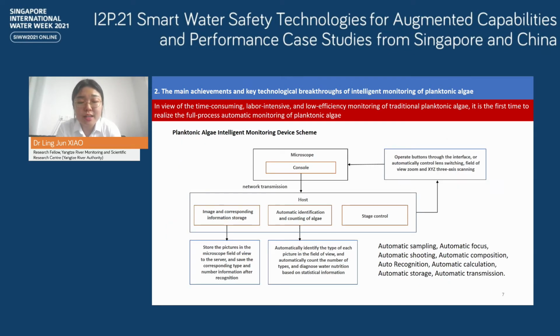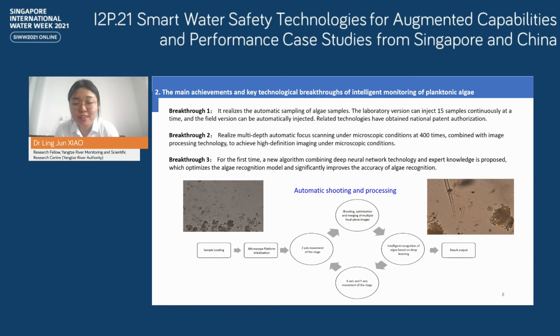Here is the Planktonic Algae Intelligence Monitoring Device scheme. First, operating staff need to place up to 50 samples in sample tubes and press operating buttons through the software interface. Then the instrument starts to process. A sample pump works to drive sample flow via transporting tubes to right below the microscope, and the XYZ movement controller operates to find and focus algae images. Next, our recognition software starts to identify the type of each image in the field of view, count numbers of types, and diagnose water nutrition based on statistical information.